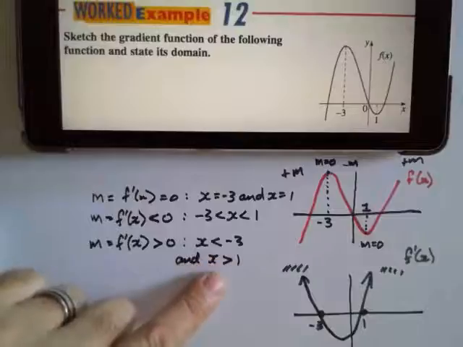Okay, so what you need to remember is, we don't know where this turning point happens. We just draw it, because there the gradient is negative.